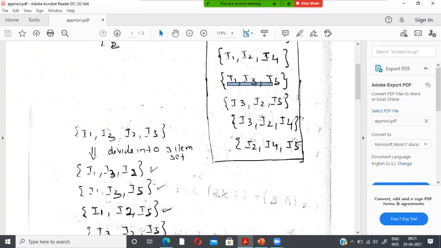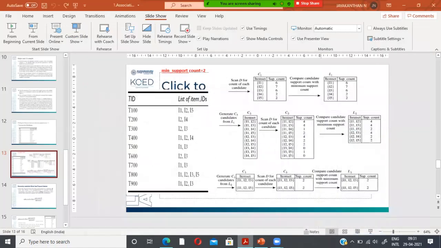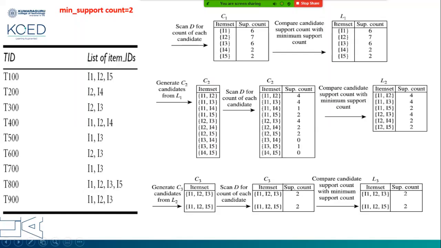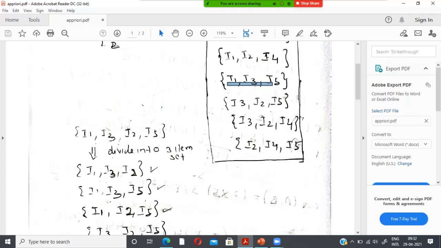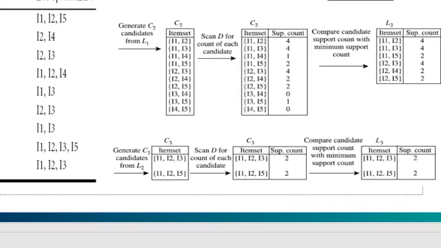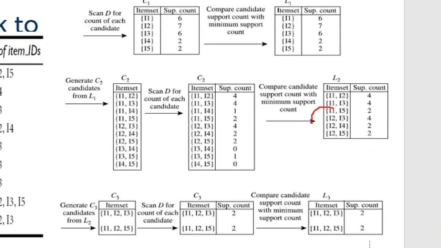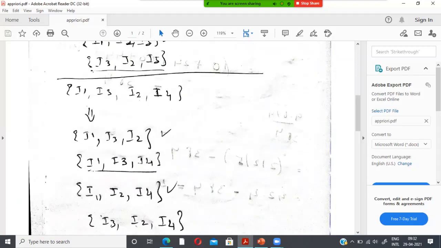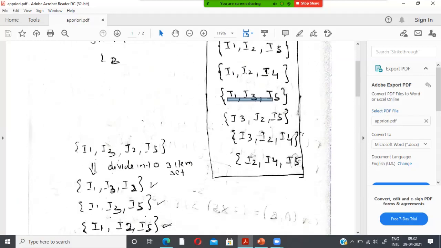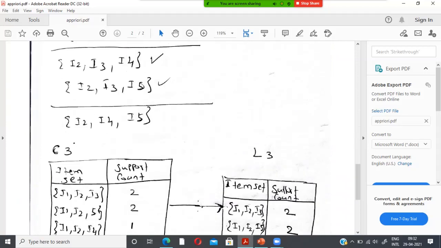So the joining of the second transaction is over. Now we have to discuss the third one, I1, I5. So I1, I5, I2, I3 gives I1, I2, I3, I5, which is already divided and the appropriate sets are added. Next, I am comparing I1, I5 with I2, I4: I1, I2, I4, I5. Here I have I1, I2, I4, and I5.